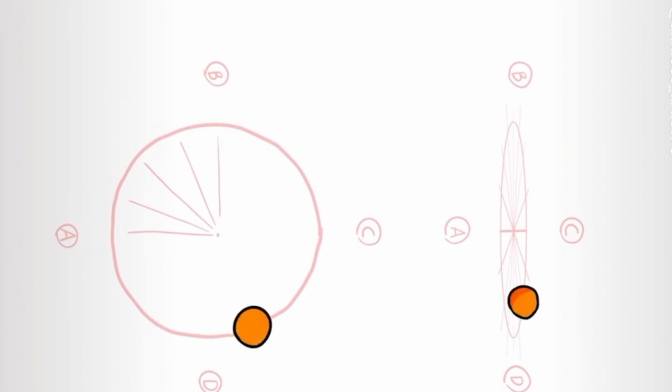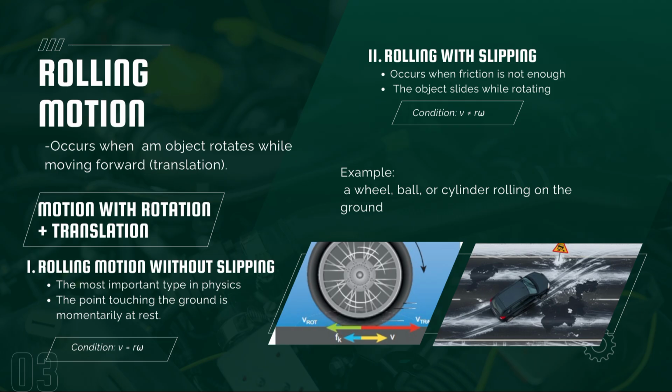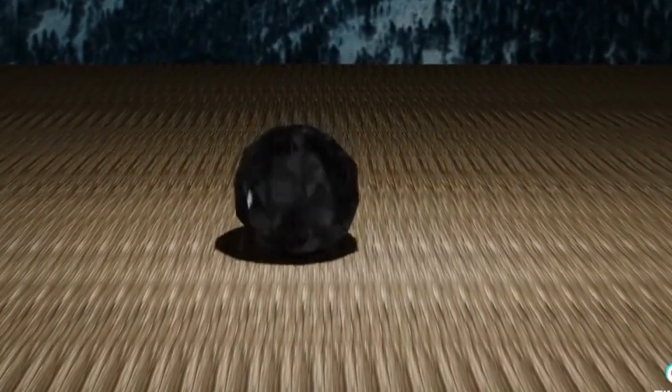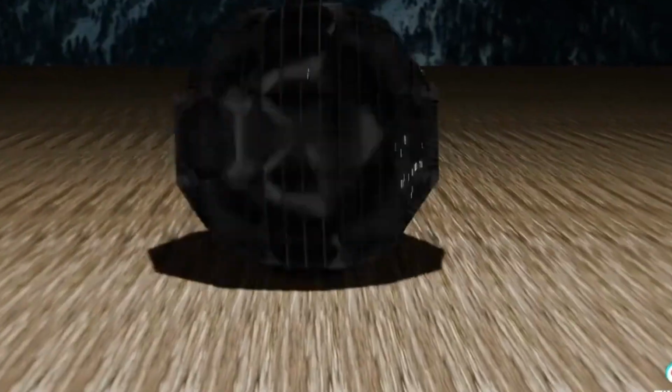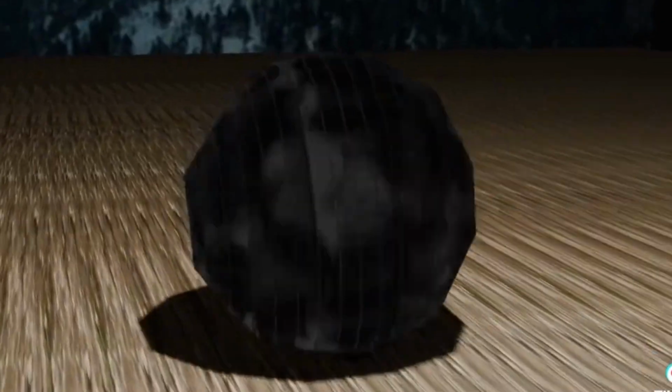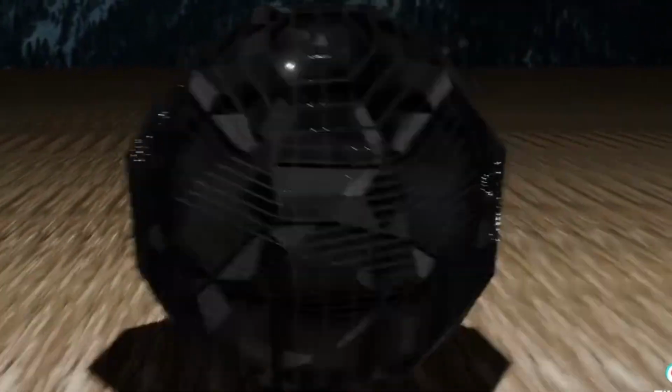Before we dig deeper, let us first know what is rolling motion. Rolling motion occurs when an object rotates while moving forward. It happens when an object both spins and moves at the same time. Think about it as a wheel or a ball rolling on the ground. It's not just sliding, it's also turning as it moves. It has linear motion because the object is moving forward, and rotational motion because the object spins around its center.